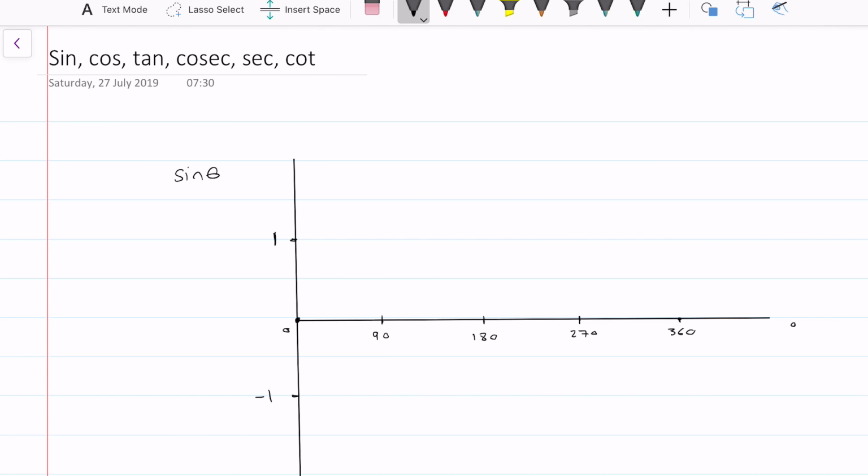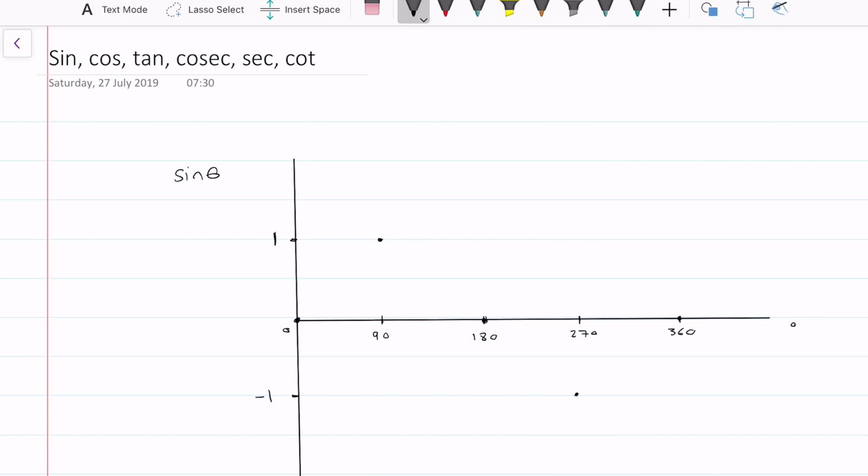Okay, so what does the sine graph look like? The sine graph starts at 0. It peaks at 90, hits 0 at 180, drops to its lowest point at 270, and goes to 360. And so the period of a sine graph is 360 degrees. And what the graph looks like is something like this.